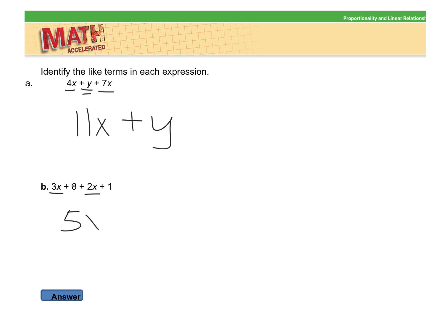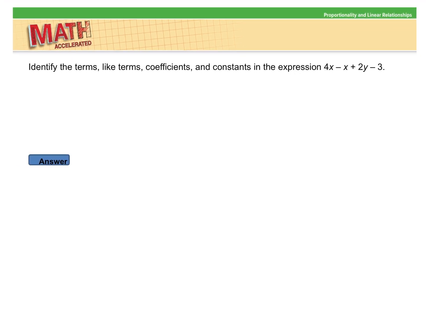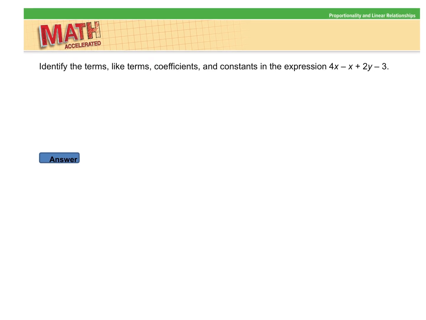5x. And then now start with 8. Does 8 have a like term? Yeah, 1. So we have 8 plus 1, 9. Any questions on those two combining like terms? Okay, on this next slide, you're going to do what we did on the vocab slide.